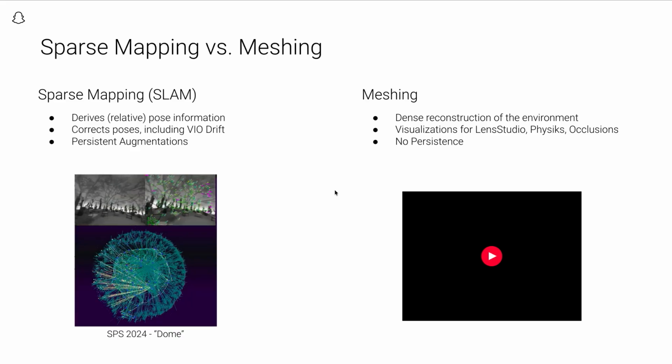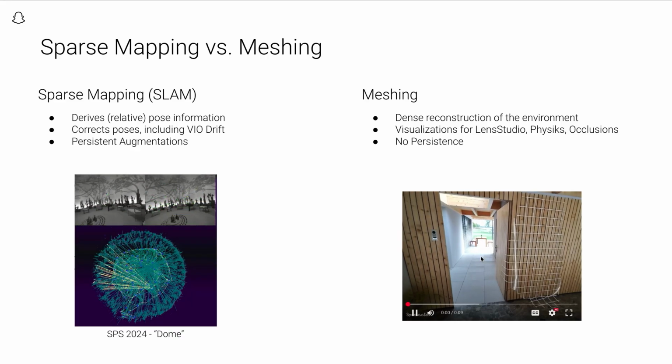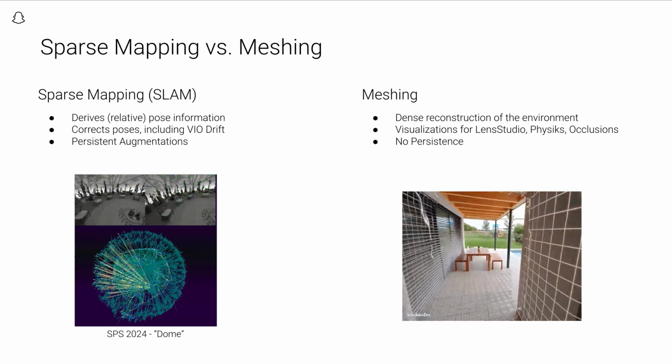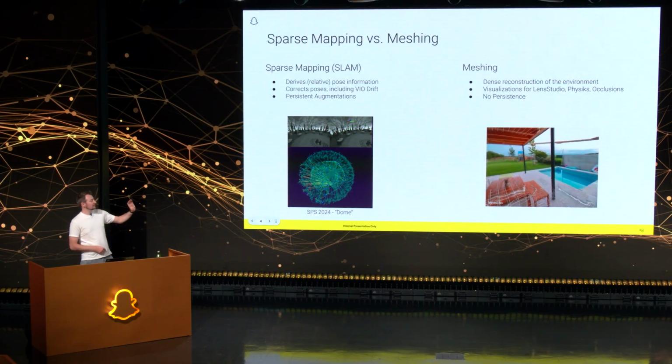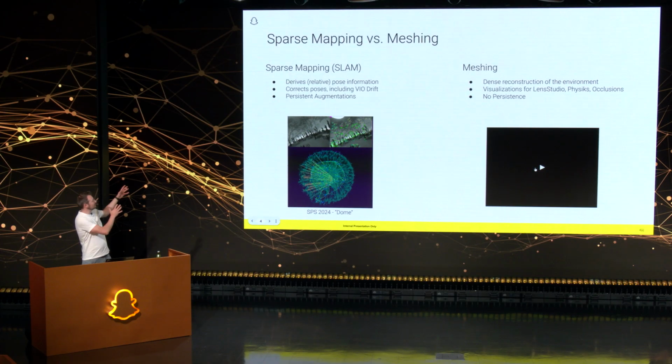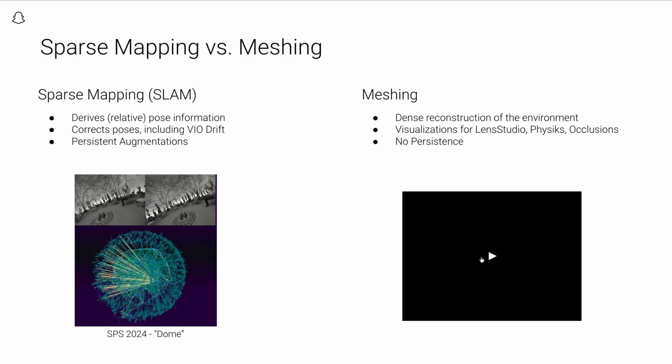We only use the mesh that you see here on the right side for letting the user edit content against it in Lens Studio. Meshing itself is a little bit more heavy on the computer vision side than the pure sparse mapping algorithm that you see here on the left. And since we are on a very thermal and power constrained device, we made them work independently of each other. So if you talk about sparse mapping, it's all about poses, pose information, correct poses, including the drift of the VIO system, so we can also correct it under the hood, and also for persistent augmentations.